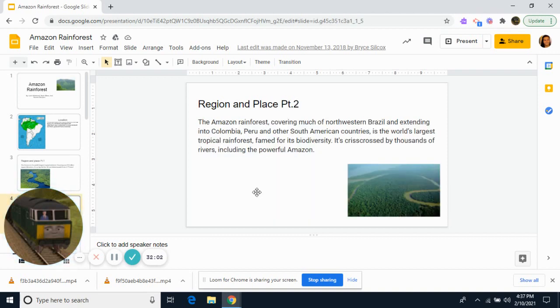Region in place, Part 2. The Amazon rainforest, covering much of northwestern Brazil and extending into Colombia, Peru, and other South American countries, is the world's largest tropical rainforest, famed for its biodiversity. It is crisscrossed by thousands of rivers, including the powerful Amazon.